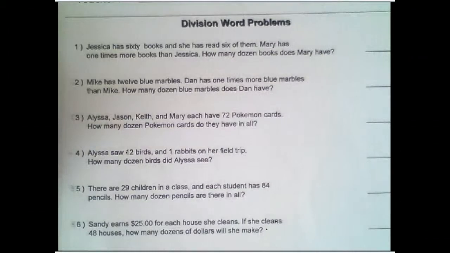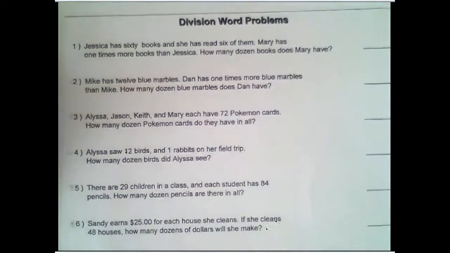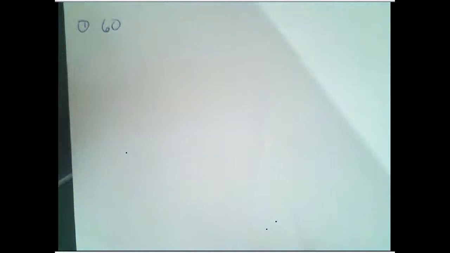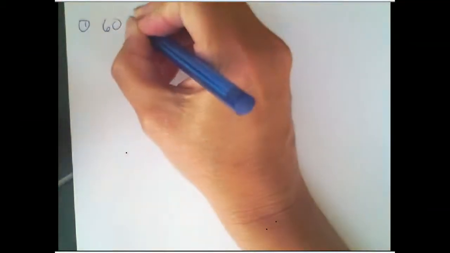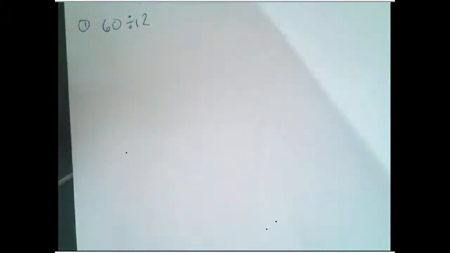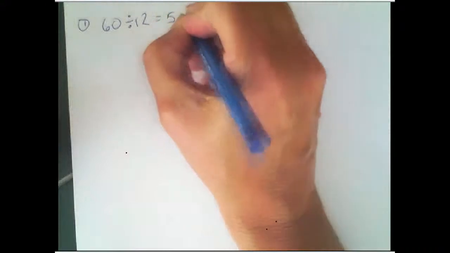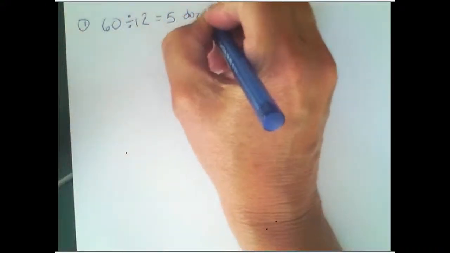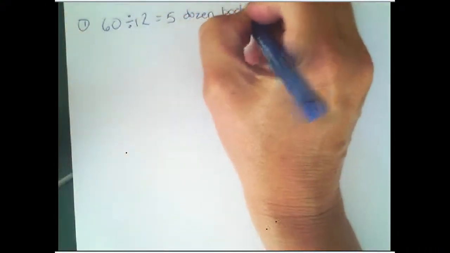So here we have to take our knowledge of English to figure out how to solve this problem. We know that Mary has 60 books because she has the same number as Jessica. But we want to know how many dozens. So we have to know that there are 12 in a dozen. So we want to know how many groups of 12 books Mary has. And 60 divided by 12 is 5. So Mary has 5 dozen books.